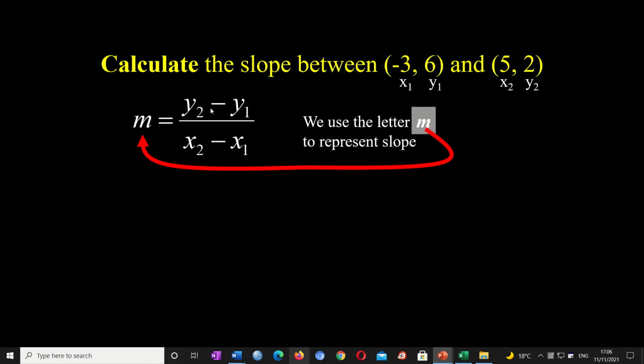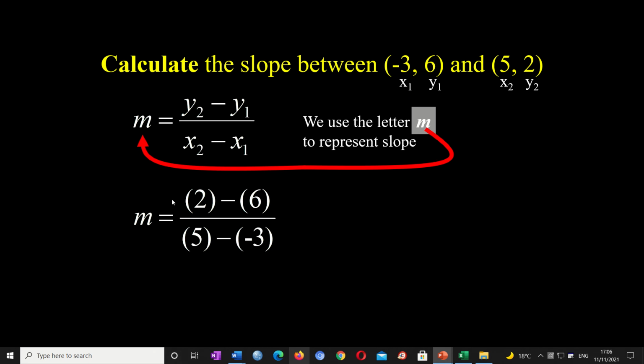And I have to substitute here y2 minus y1. So y2 is 2 here. You can see it here, 2. And I have y1 as 6, okay? And I have here x2 is 5. And I have here x1 is minus 3, okay? So minus minus 3, because there is a minus here and x1 itself is minus 3. In order to avoid any mistake, I have to use brackets, okay?